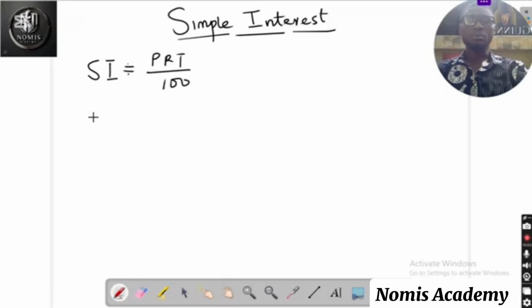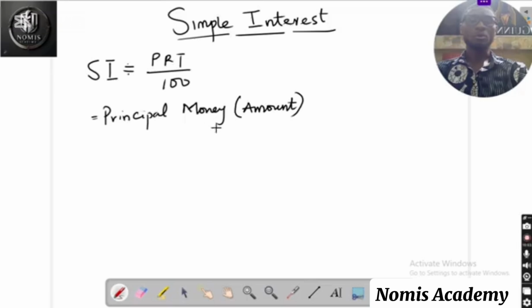P is the principal money, or the principal amount that was borrowed. The principal money or the initial money that was borrowed. So this is what we mean by principal, the initial money. This is what we mean by P.